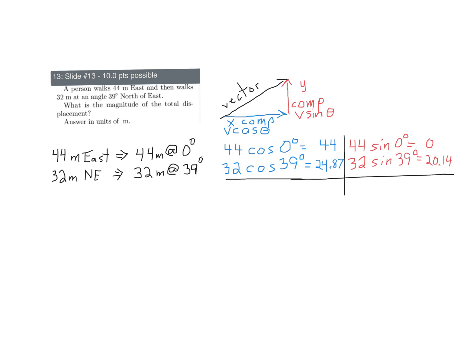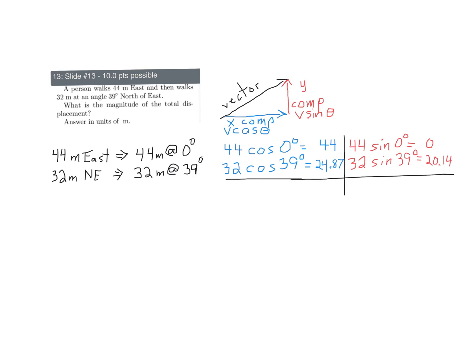44 meters east would translate into 44 meters at 0 degrees, because east is right on the 0 degree mark, the x-axis. 32 meters north of east, 39 degrees, would translate into just 32 meters at 39 degrees. So those are our vectors. They have magnitude and direction, and in order to be able to add them, we have to make sure that we break them down into their components.